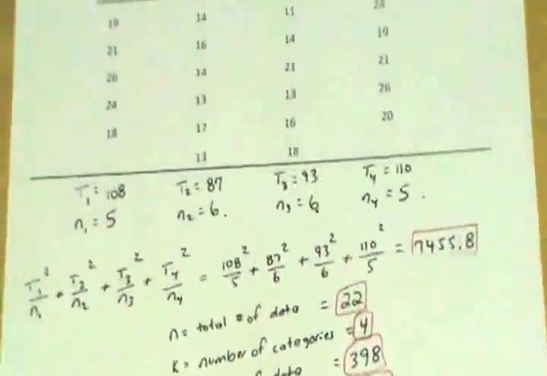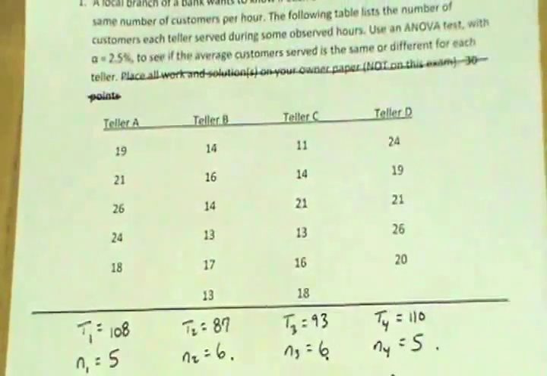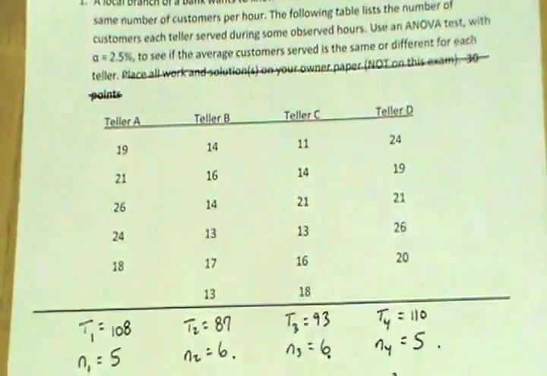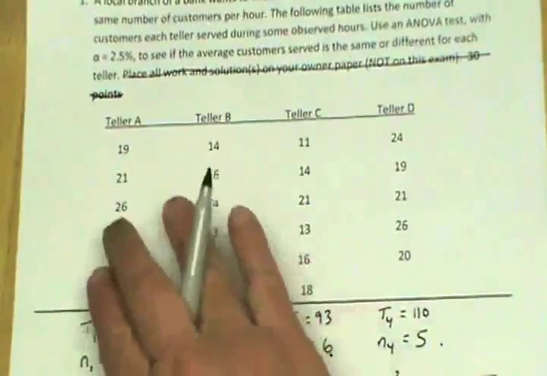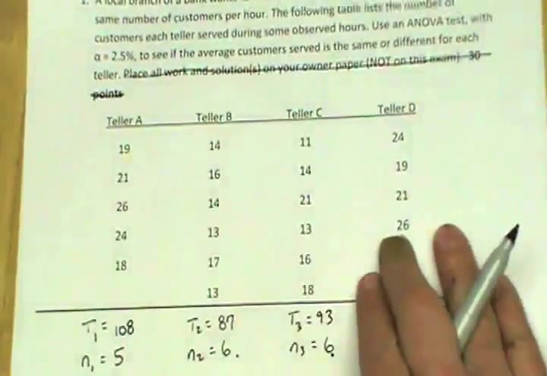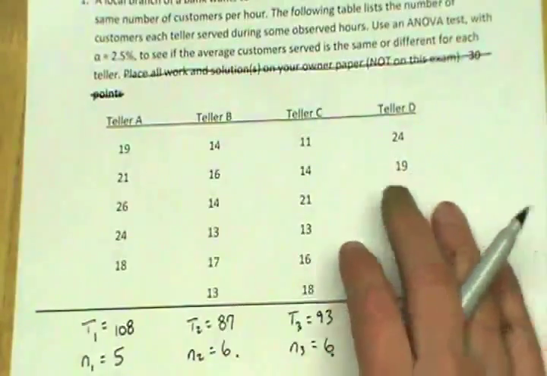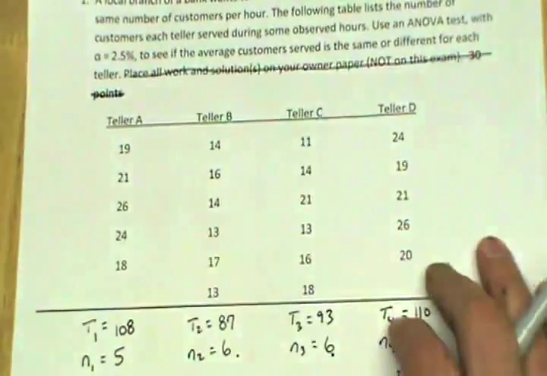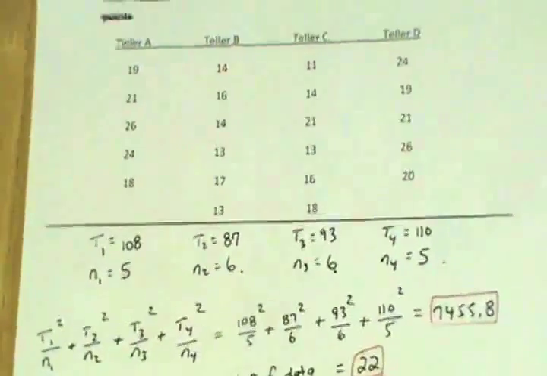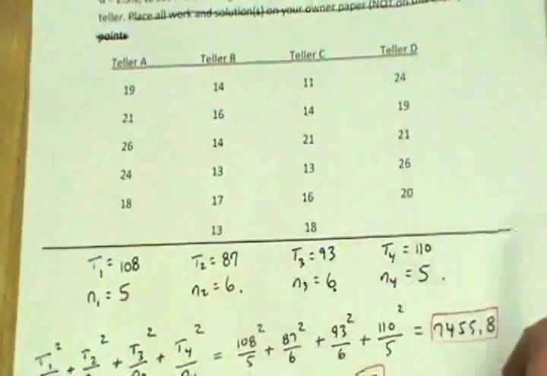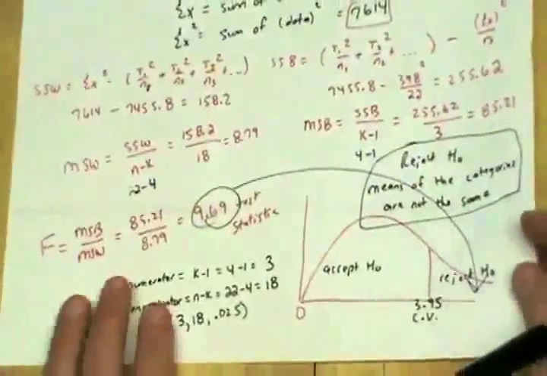Which basically, if we go back to the original question, we're saying that the means, or the average number of customers each teller sees in a given time period, are not the same. So some tellers see more customers than others. And you can't just look at the data and say it looks that way. You have to actually prove it. So we just did, and there you go. So that's a question for F distribution. All right, so let's do another one.